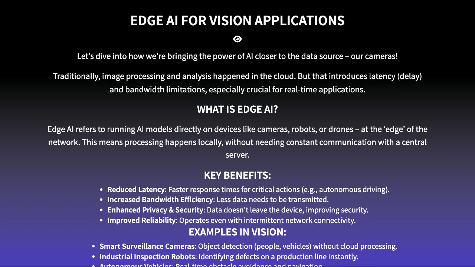Basically, instead of sending all the data from our cameras to a cloud server for processing, we're running the AI directly on those devices themselves. Think of it like having a mini brain right in the camera. This dramatically reduces lag, meaning things happen much faster, super important for things like self-driving cars or robots needing to react instantly. It also saves bandwidth and keeps data more secure.